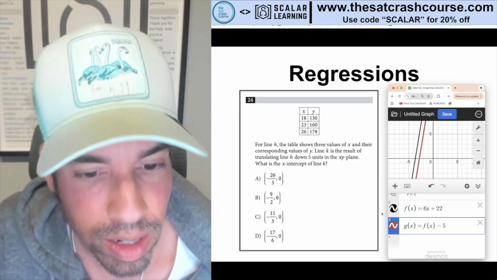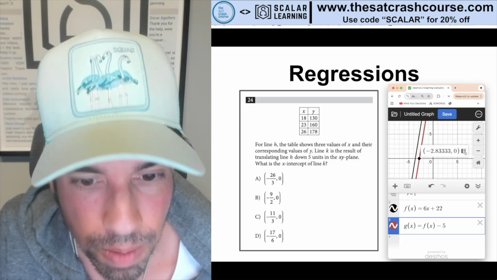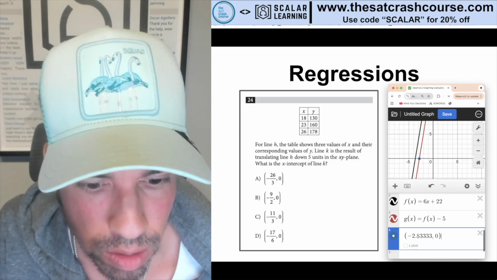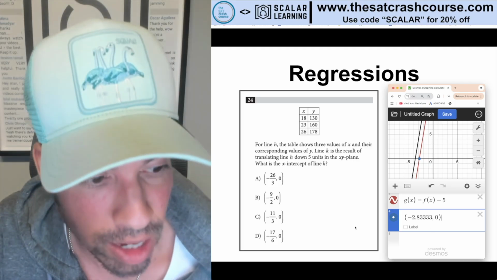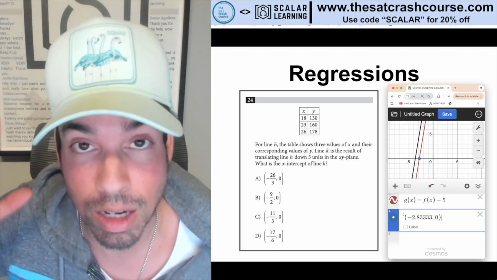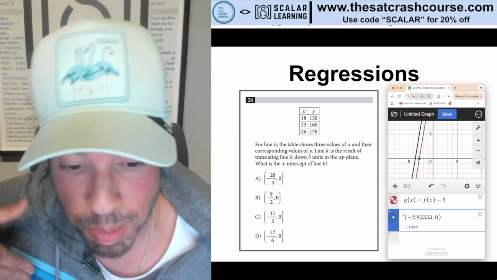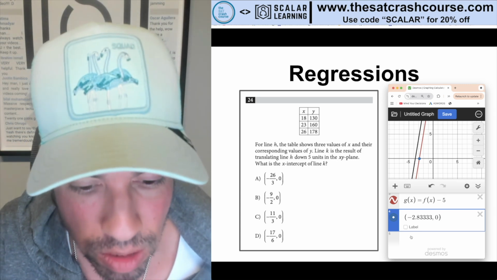Then it says, what is the x-intercept of line K? I mean, this is just so beautiful. It's right there: negative 2.83 repeating. Now, unfortunately, this is a decimal. It's not a fraction, and that's how they present it here. I can't turn it into a fraction with that fraction button because it's basically been cut off, rounded. But that's obviously a repeating decimal.